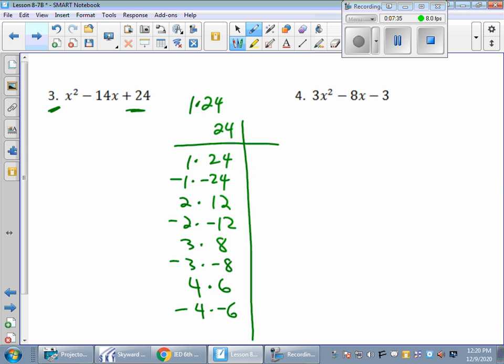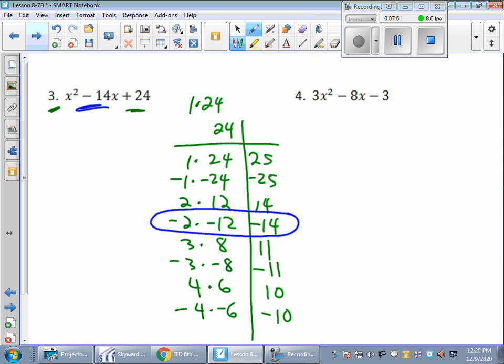Let's add them up: 25, negative 25, 14, negative 14, 11, negative 11, 10, and negative 10. So which one is the factor sum we want? We want the negative 14. So here we go, negative 14. Now that we know the shortcut, I can simply do this. x times x is x squared. Then negative 2 and negative 12. That is the final answer.